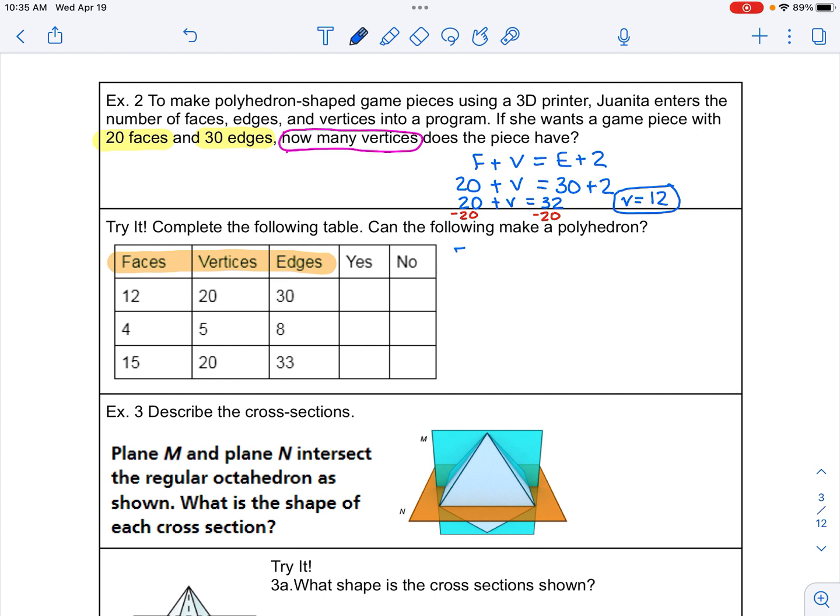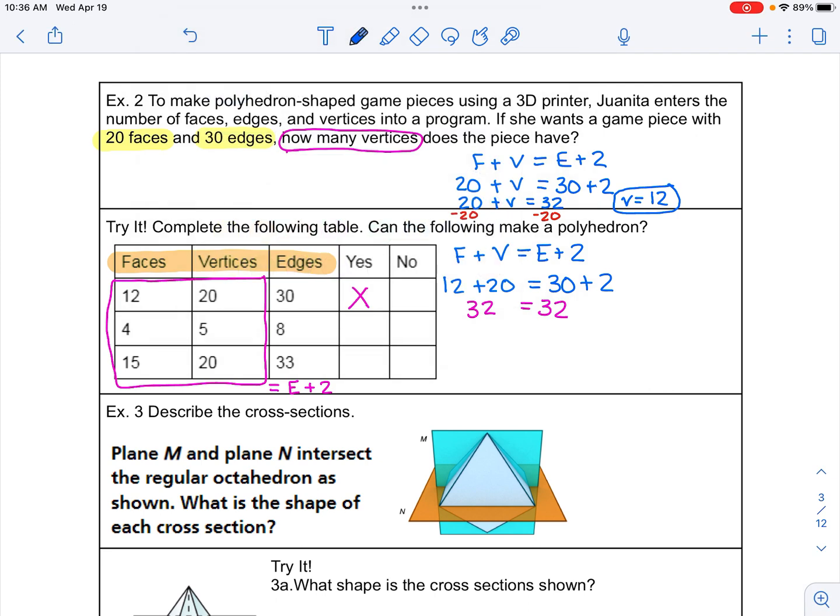So up here, I'm going to write down the formula. Faces plus vertices equals edges plus 2. So if I just write these numbers in for 12 plus 20, does that equal 30 plus 2? So the way you would do that is you want to see if they're equal. These are the numbers you add together, and you want to see if it equals this answer plus 2. So let's see. 32 equals 32. So I'm going to put an X here and say, yes, those were equal. And you just do that for each one.